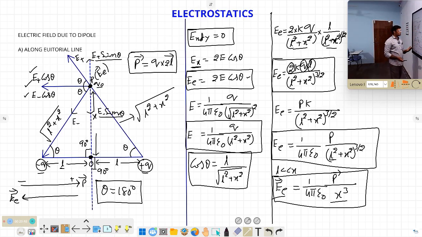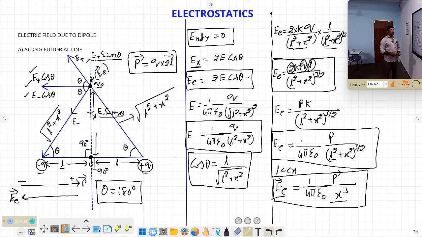So this is one of the concepts you need to understand. What is the electric field along the equatorial line? 1 by 4 pi epsilon naught P by x cube is the formula for the short dipole. For a dipole of any length, 1 by 4 pi epsilon naught P by (l square plus x square) whole power 3 by 2 is the formula. The concept is that electric field and dipole are opposite. Always the electric field will be opposite to the dipole in the case of the equatorial line. In the case of the axial line, it is always in the direction of the dipole moment. This is the concept of electric field along a dipole.